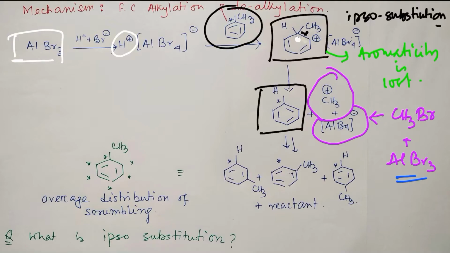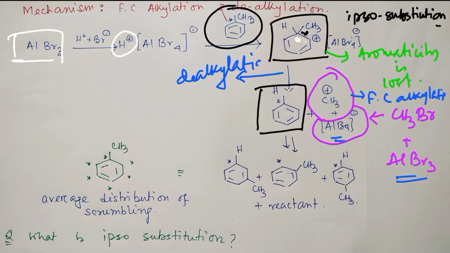If you react this CH3Br and AlBr3, it will result in CH3 cation and AlBr4 minus anion, and this can undergo Friedel-Crafts alkylation. So the first step is FC dealkylation, and in the next step, it is possible that the methyl cation can participate in Friedel-Crafts alkylation.